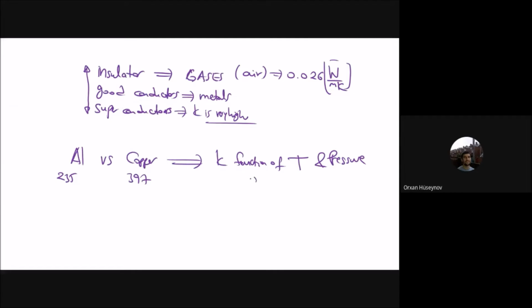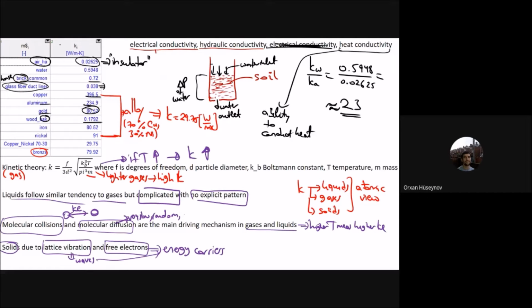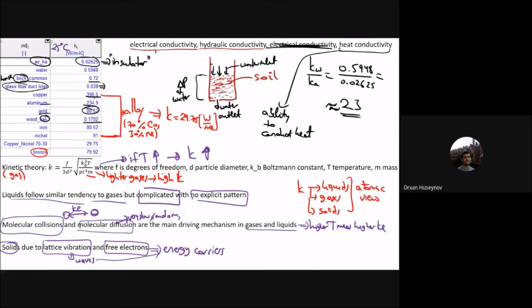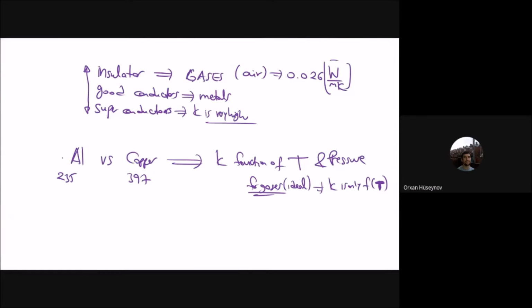For example, for gases, I mean the ideal ones, the conductivity is only a function of temperature. But for metals, it is a function of temperature and the pressure. So if you change the temperature, conductivity changes. For all the materials that I've listed here, the conductivity values are shown at 25 degrees Celsius. Aluminium has 235 watts per meter Kelvin at 25 degrees Celsius, and the copper value is also at 25 degrees Celsius.